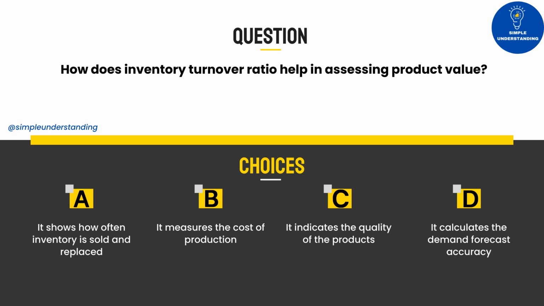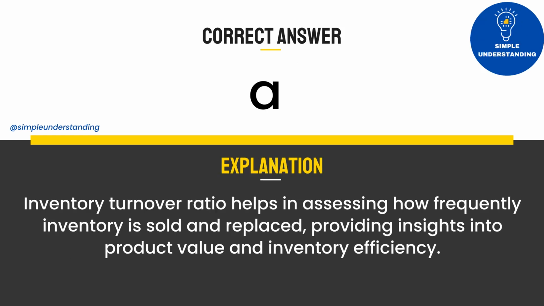2. How does inventory turnover ratio help in assessing product value? A. It shows how often inventory is sold and replaced. B. It measures the cost of production. C. It indicates the quality of the products. D. It calculates the demand forecast accuracy. Correct answer, A. Overall explanation. Inventory turnover ratio helps in assessing how frequently inventory is sold and replaced, providing insights into product value and inventory efficiency.